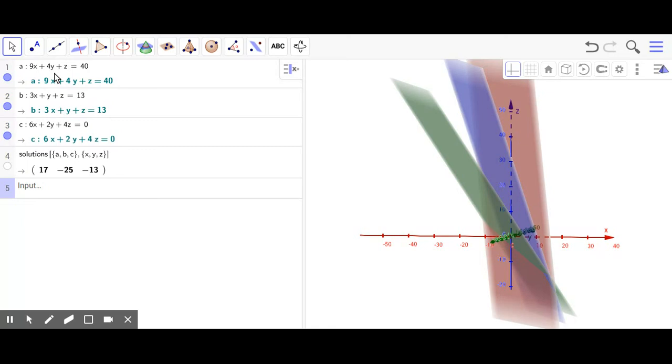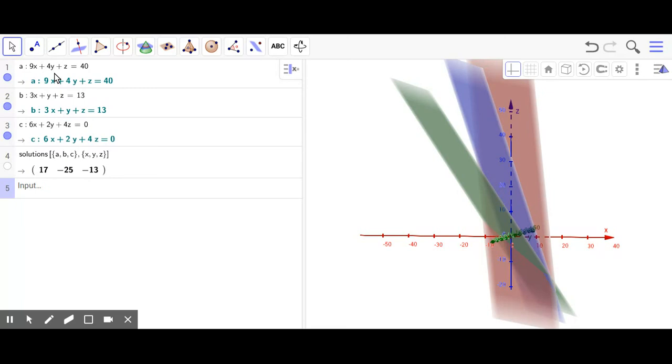Alright, so that is the first case done. Now the next case. Let's set another table because that helps you understand it a bit better. So the three equations in this case are, I'm going to change this one as well, three equations in this case.